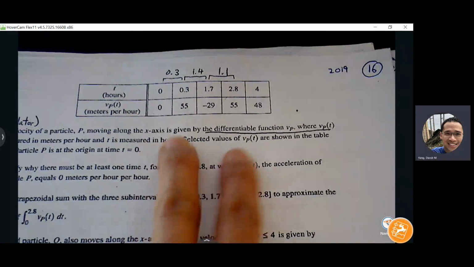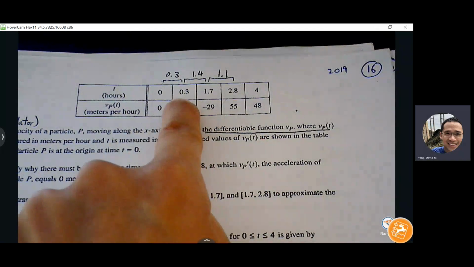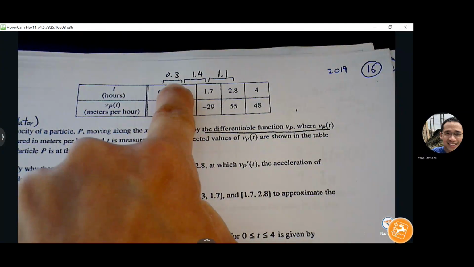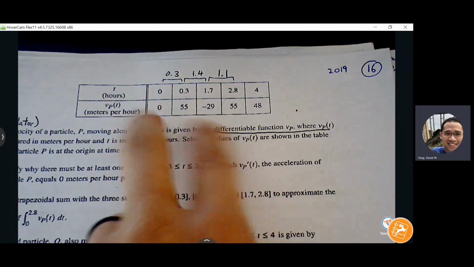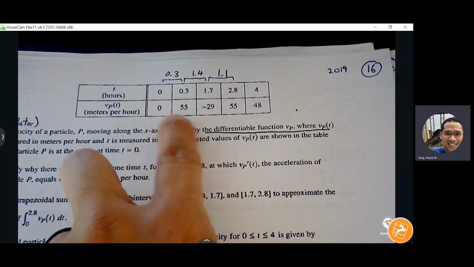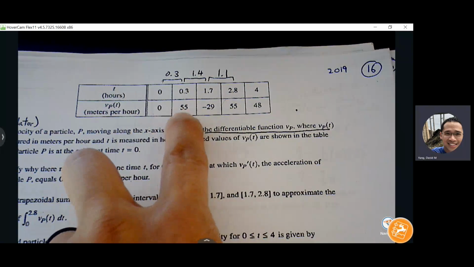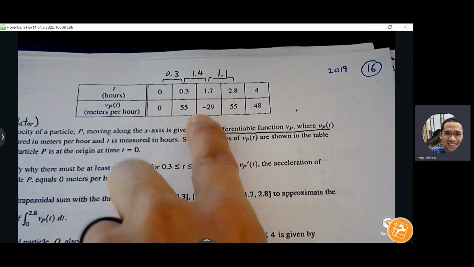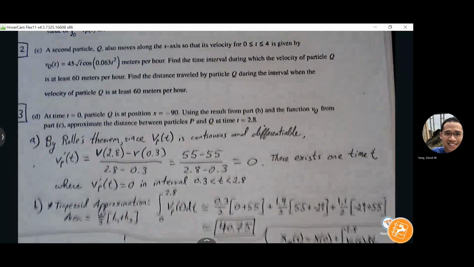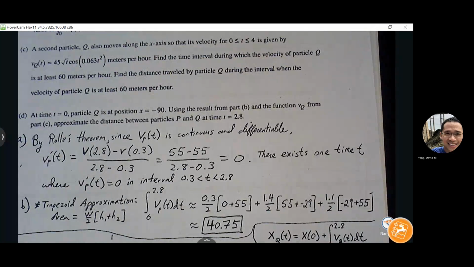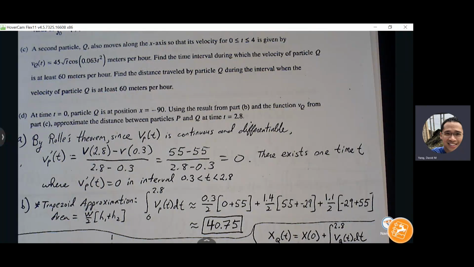So within each subinterval, you can subtract the x values, the t values, to get the width, 0.3, 1.4, 1.1, and then your height is going to be 0, 55 for the first trapezoid, 55 minus 29 for the second trapezoid, then 29 plus 55 for the third trapezoid. One half width or width over two, either way.